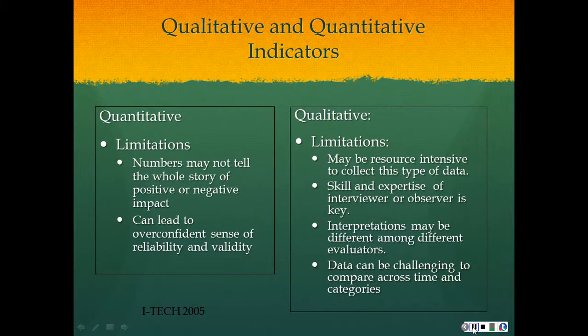Qualitative indicators can have their own limitations. One is that they're much more resource intensive, much more difficult to collect the data, and much more difficult to interpret the data. And we'll take a look at some quantitative and qualitative indicators so that you can get an example.